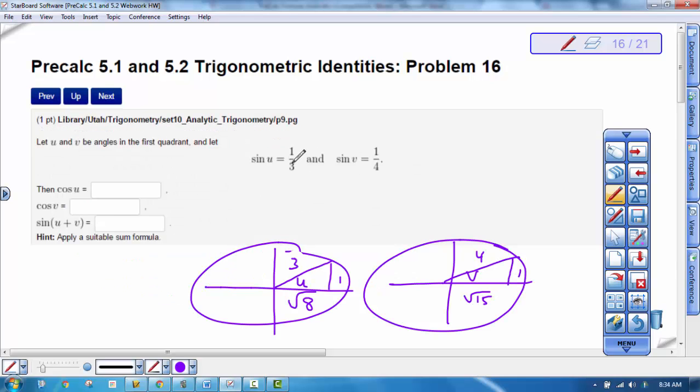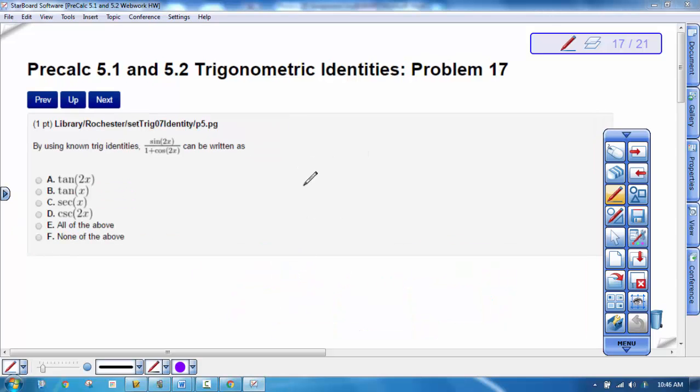Okay, the next problem, if you just draw two angles in the first quadrant, U and V, and label them like this, and then fill out this side using the Pythagorean theorem. The cosine of U would be adjacent over hypotenuse, so it would be square root of 8 over 3. The cosine of V would be square root of 15 over 4. And don't worry about this, we're going to do this later. So just leave that blank for now, but we will do the sum formula later. And actually, this one as well is one that we're going to have to use the double angle identities on, which we haven't covered yet, so we're going to have to skip 17 as well. We will come back to this.